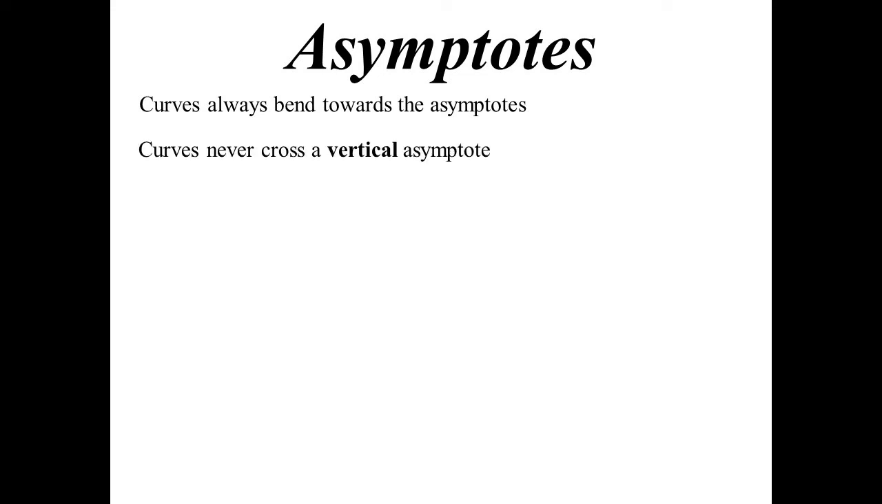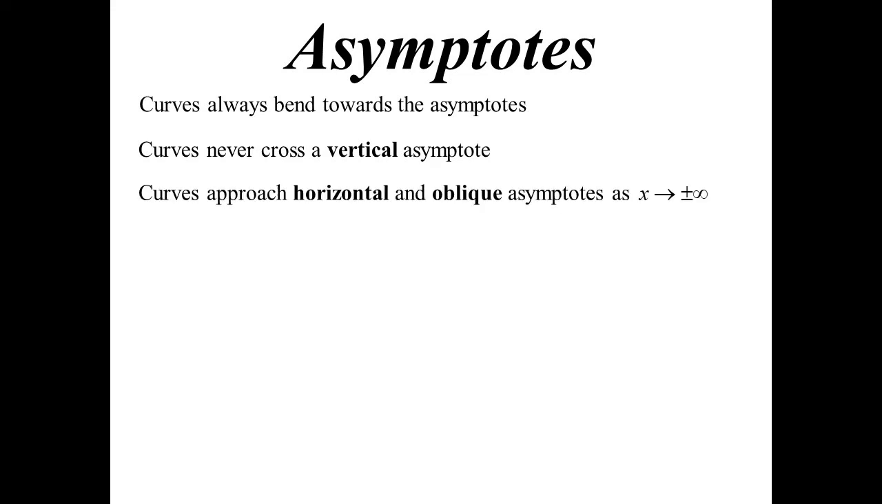Asymptotes, key features on certain graphs. When we're drawing our sketch, curves always bend towards the asymptotes. We saw that curves will never cut a vertical asymptote, but the horizontal and oblique asymptotes, remember, that's telling us what happens out at the extremities, plus or minus infinity.